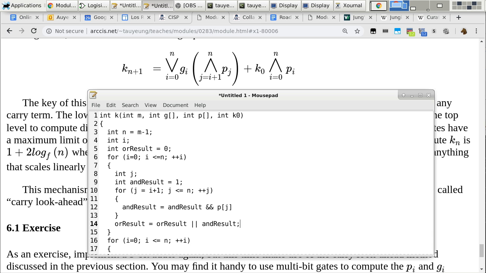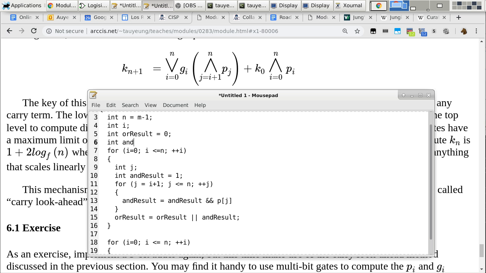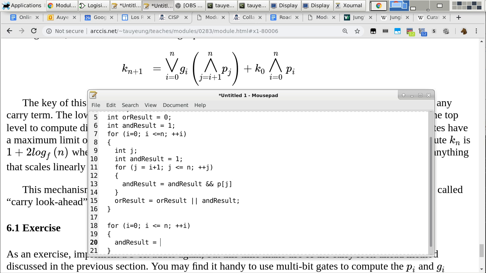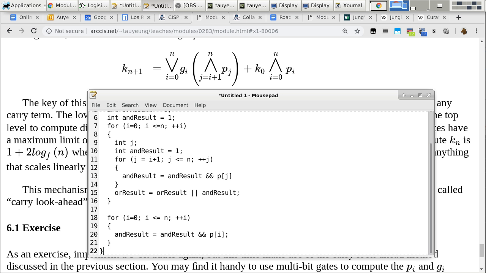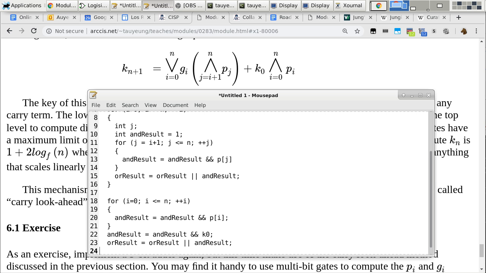Then this one has its own AND result here. So I'm going to have another local variable, int AND result equals 1, which is used here. So AND result equals AND result AND PI. And when this is all done, we have one K0 to be ANDed with that too. So AND result equals AND result AND K0. That becomes the very last conjunction to be ORed into the big OR. So OR result equals OR result OR AND result, and that becomes the value that I want to return.